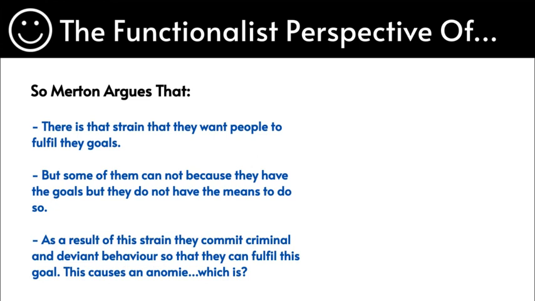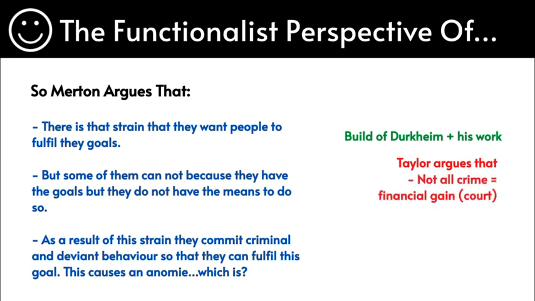We looked at this in my previous slide, and anomie is simply the breakdown of society as a result of these sort of criminal activities that take place. So, it's positively criticized because it builds on Durkheim as well as his work. Taylor argues that not all crime actually results in financial gain. If I have committed a crime, it may result in me being in court or having legal proceedings against myself. Anomie is hard to define, hard to operationalize.